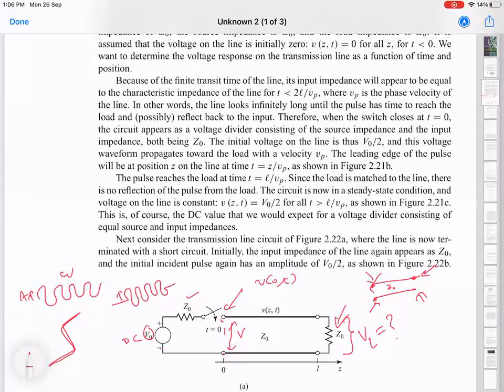So the initial wave which is launched is also going to look like this at that particular point, z equal to 0, and its amplitude will be V0 over 2. Then that V0 over 2 pulse is going to travel along this transmission line. So at a later point in time, each of these points will reach V0 over 2.